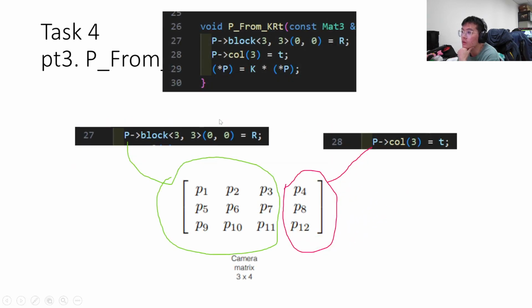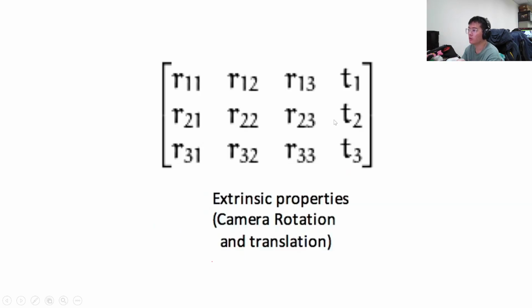So let's look at this first part. Let's look at line 27 and 28. Line 27 says the 3x4 camera matrix. The first 3x3 block is going to be the rotation matrix, and the third column, so 0, 1, 2, and 3, is going to be our translation vector. Then we should get a matrix like this, which is our rotation matrix and our translation vector.